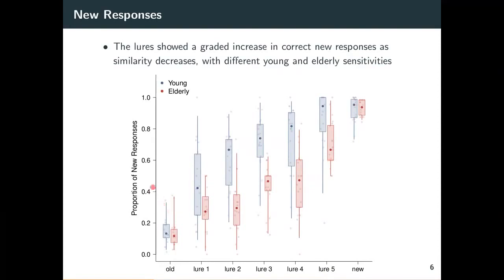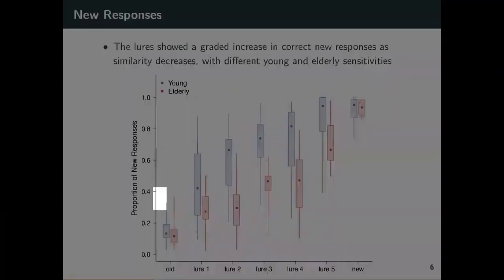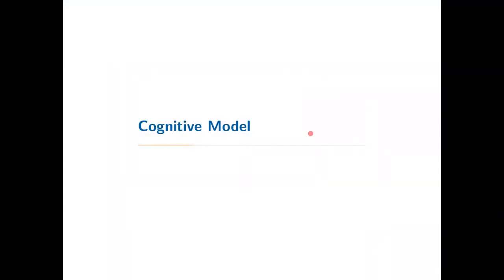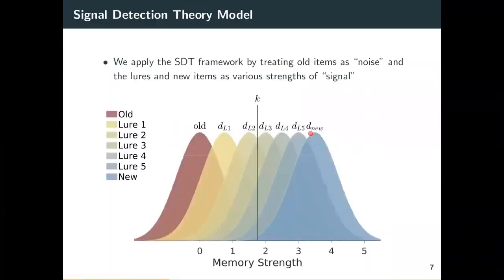And notice also that if we had only done a standard recognition memory task with just old stimuli and new stimuli, we probably would not have been able to distinguish between the patterns of recognition of the young and the elderly participants. Adaptive design optimization requires a cognitive model, and we use an extended form of signal detection theory.